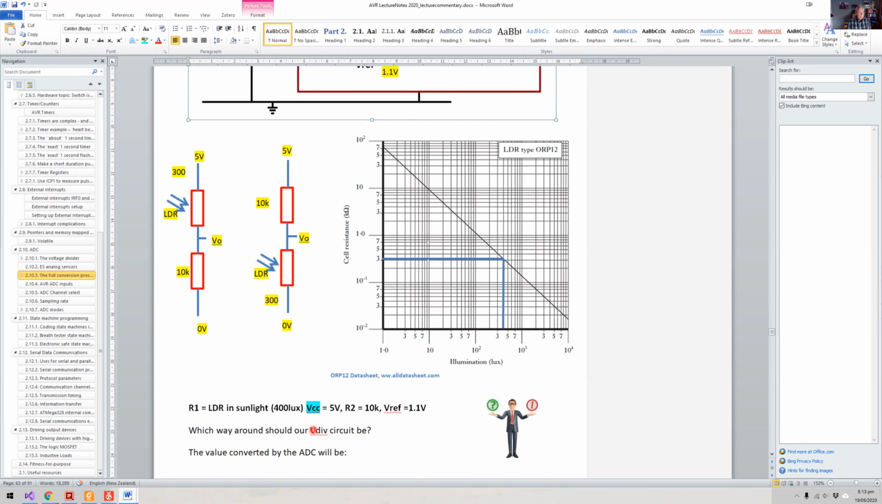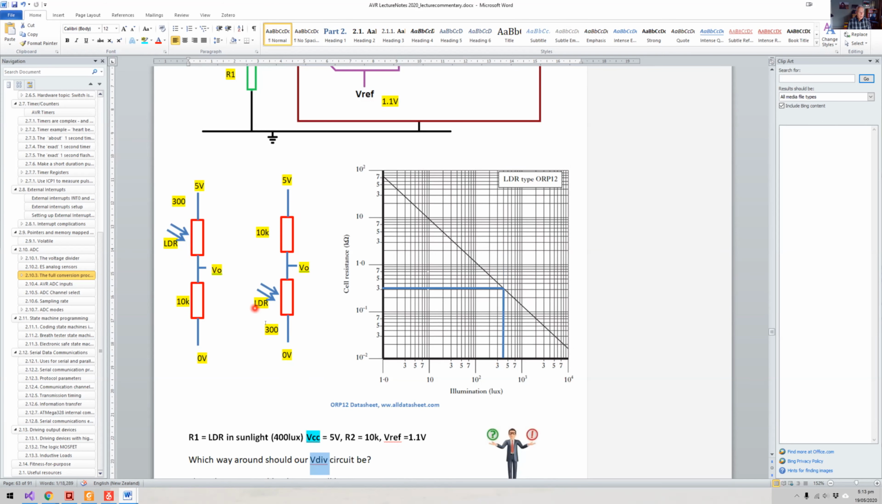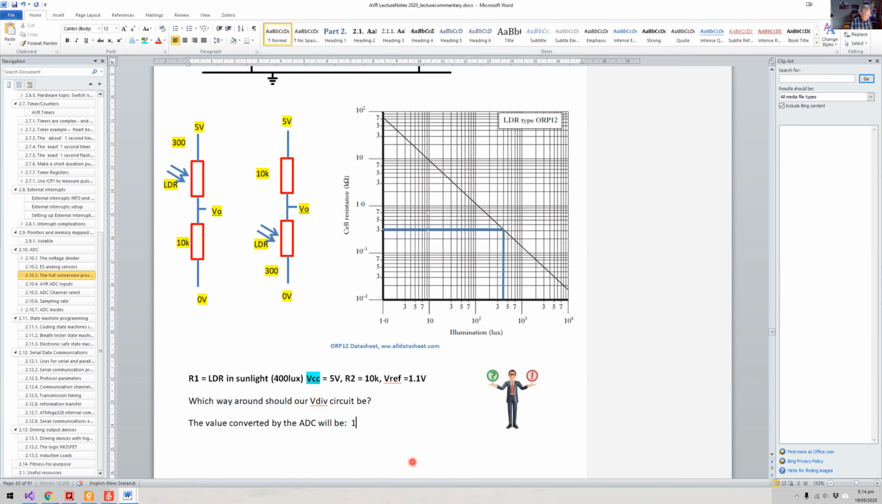So which way around should our voltage divider circuit be? Well, we've figured that out. Okay, it's going to be this way around. It's going to give us a low voltage out, which is going to work with our voltage reference. The value converted by the ADC, well, that's pretty trivial. I think you should come up with a value of 135. Let's just check that out.